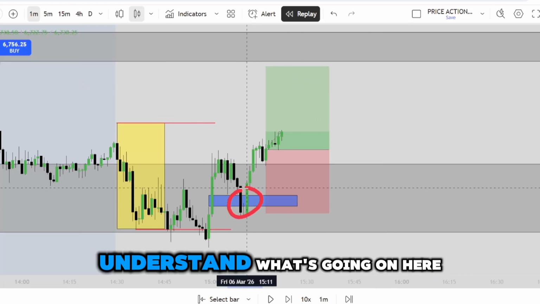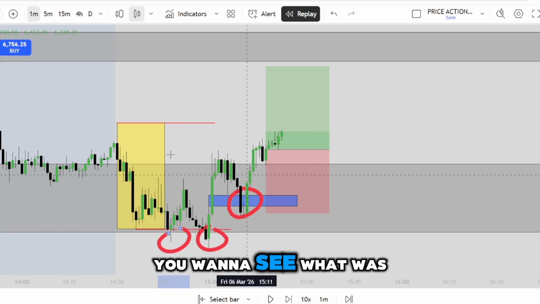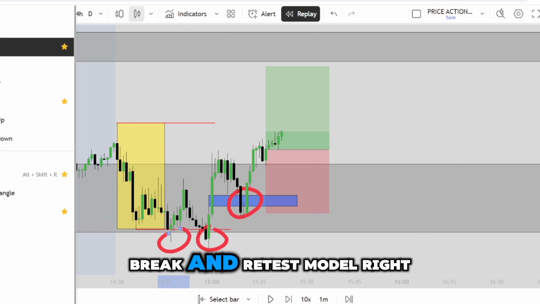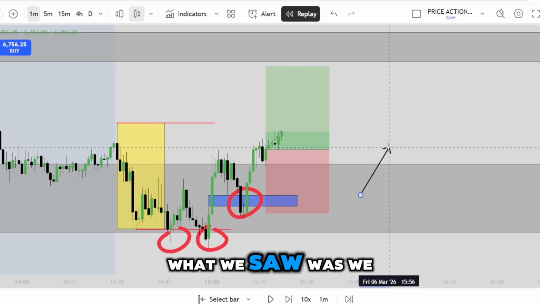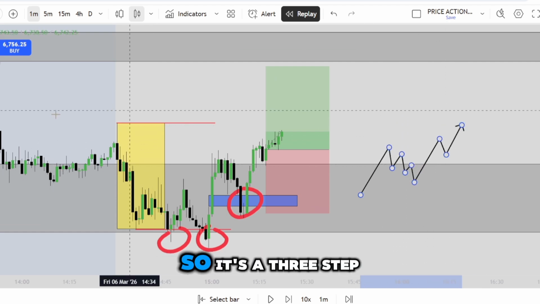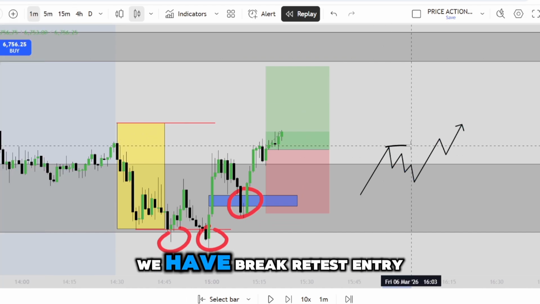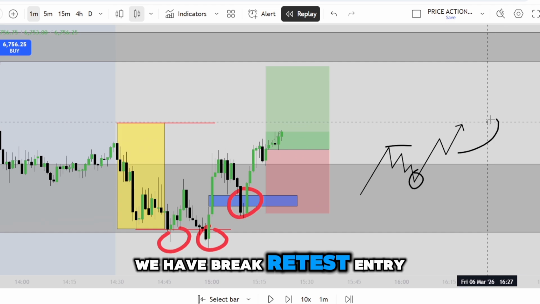So you want to try and understand what's going on here, here, and here, right? You want to see what was going on, because this is a true break and retest model, right? What we saw was break, retest, and then we went long. So it's a three-step model, ladies and gentlemen: break, retest, entry.